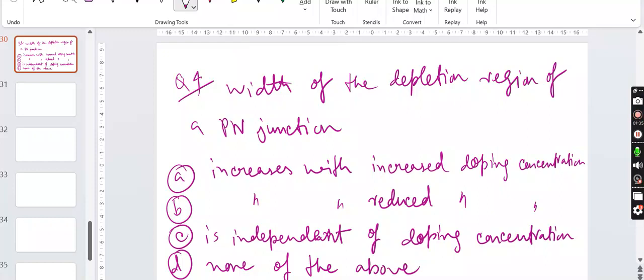So the depletion width depends on how much charge is needed to establish the junction field. If doping concentration is high, many charges are available in a small distance, so the depletion region can be narrow. If the doping concentration is low, fewer charges are available per unit volume, so the depletion region must be spread over a large distance. So that is why the answer is increases with reduced doping concentration.